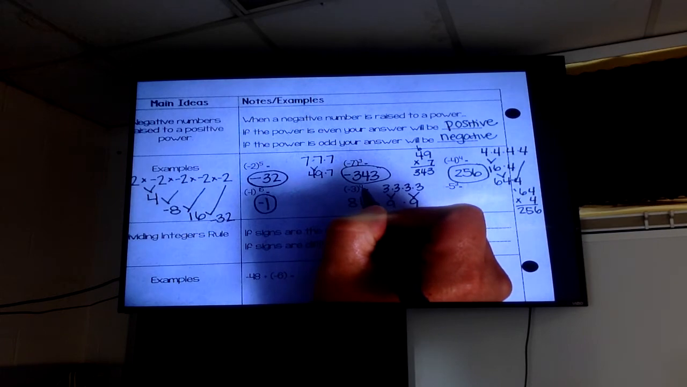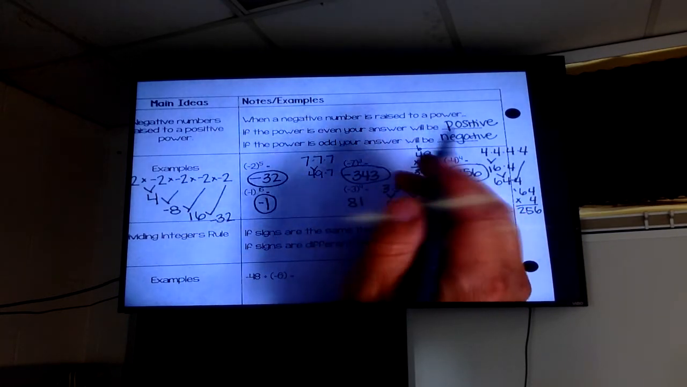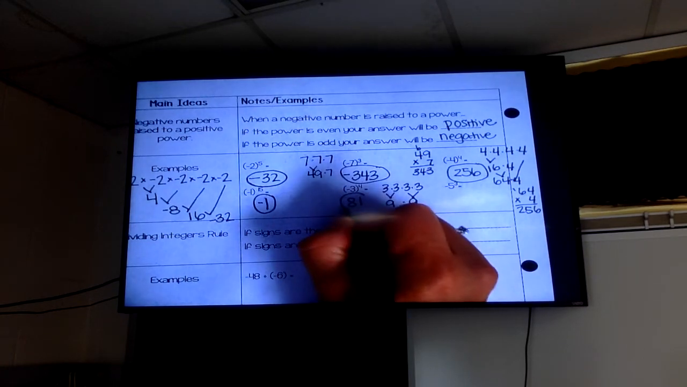Now I look at my power. My power is 4, or my exponent is 4. 4 is an even number, and even means positive, so my answer is a positive 81.